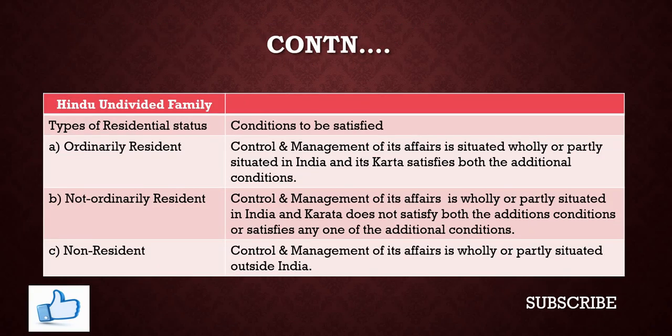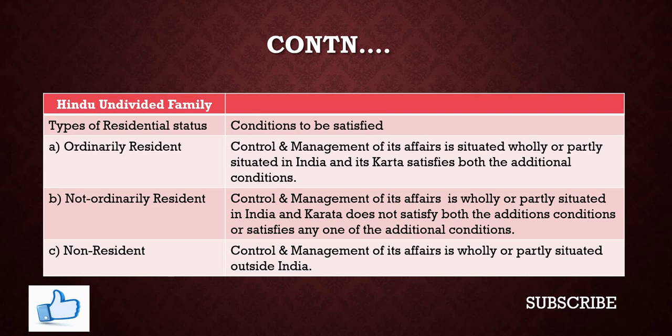Now let's move to how the residential status will be determined in case of a Hindu undivided family. More or less it remains the same as for the individual assessee. Even a HUF can have three types of residential status: ordinary resident, not ordinary resident, and non-resident. In case of ordinary resident, if the control and management of its affairs is situated wholly or partly in India, and its karta satisfies both the additional conditions, such HUF will be called an ordinary resident of India.